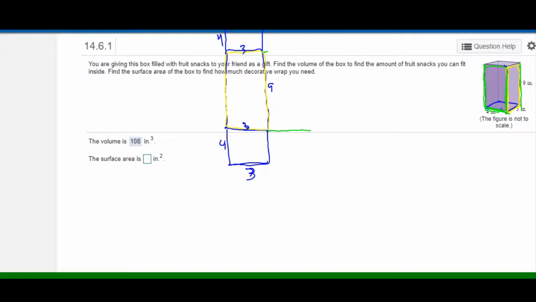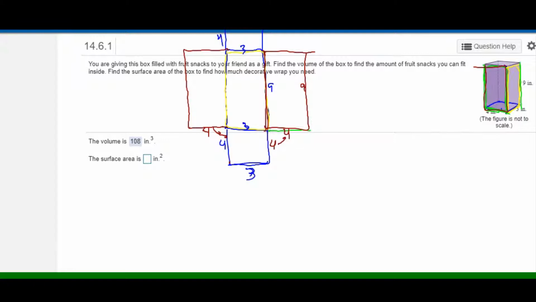Let me use a different color. So this is going to be 4 by 9. So if this is 9, this must be 9 as well because they're parallel to each other, and this is 4. This is also 4 because it connects to that. Then I'm going to draw another one over here. If this part, when I fold it up to make my three-dimensional figure, connects to this part, they must have the same exact length because they have to connect perfectly.